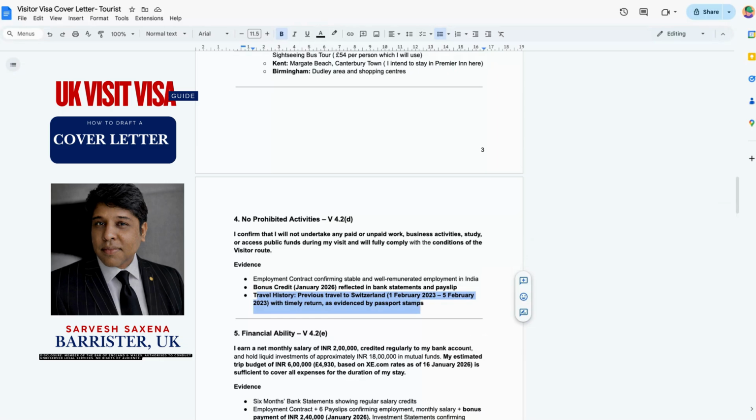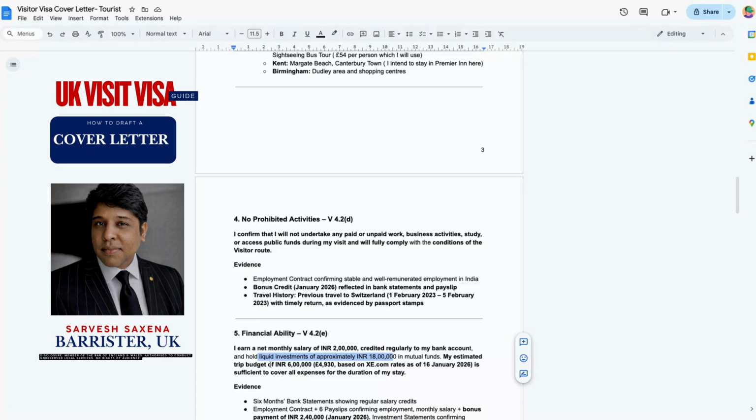Now, they also look at, for example, since we have said at the beginning that she earns a salary and she's self-funding it, now we're going to prove that by which source of funding we are going to fund this trip. So I said, I earn a net monthly salary of 2 lakh rupees credited regularly to my bank account and hold liquid investments of 18 lakh rupees in mutual funds.